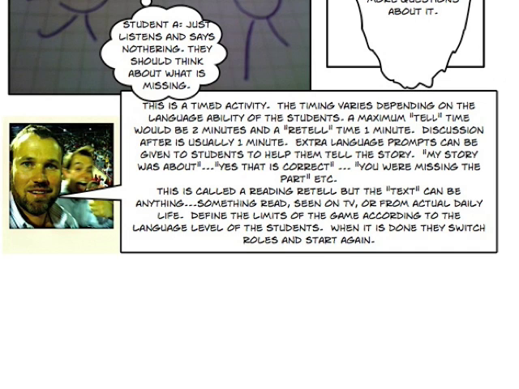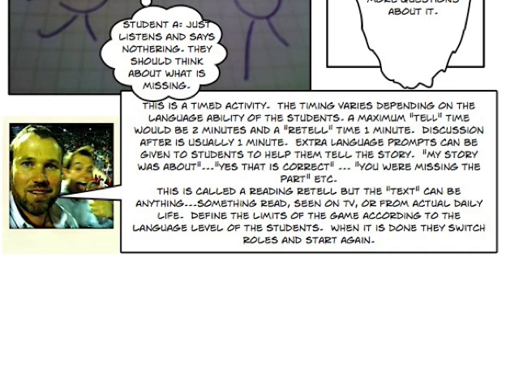Finally, taking a step back from this, you can see that this is a timed activity. The timing varies depending on the language ability of the students. A maximum tell time, I think, would be about 2 minutes, and a retell time about a minute. Discussion after is usually about 1 minute.